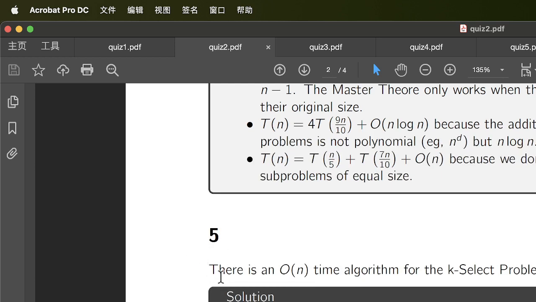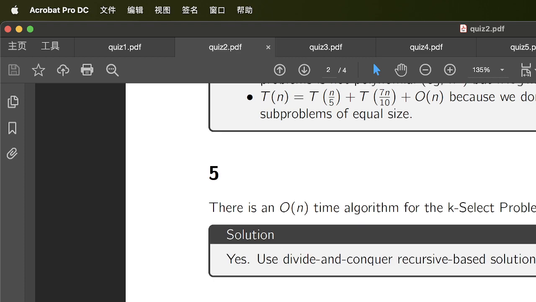Okay, number 5. So there is an O of n time algorithm for the k-select problem. So yes, we have learned that divide and conquer recursive based solution, as we discovered in class. So perhaps you guys can recall the class lecture.